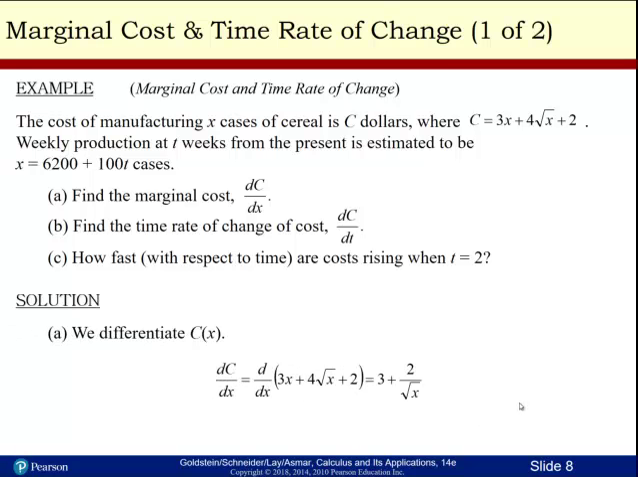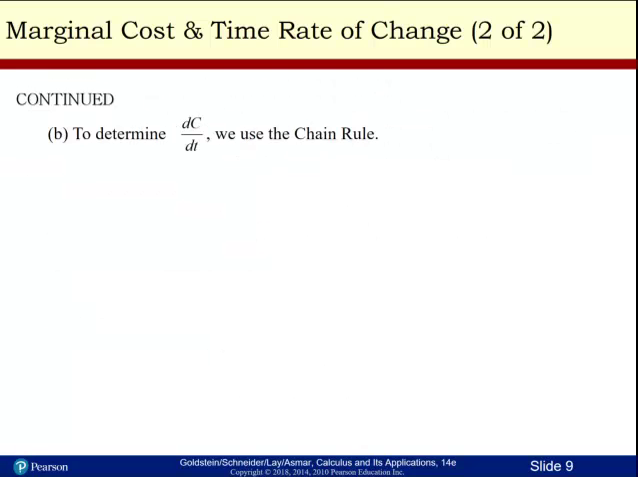Now, first up, we're going to look at C of x, and we're going to figure out what the derivative of C is with respect to x. So we're just going to take our cost equation and differentiate that with respect to x, and we'll get 3 plus 2 over the square root of x. Next, if we want to figure out what the derivative of C is with respect to time, we're going to use the chain rule. So we have our derivative of C with respect to x, and now we take the derivative of x with respect to t. So we take that x equation that they gave us in terms of t and find that derivative is 100.